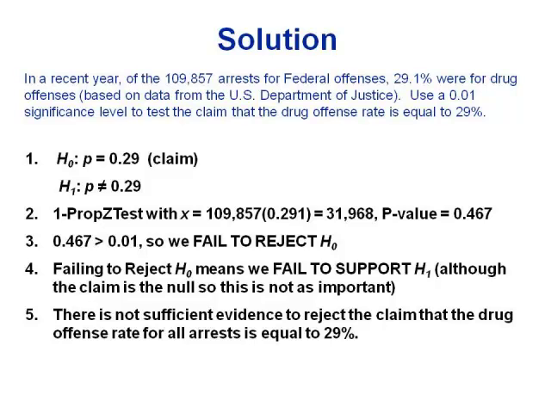Alright, so for our 1-prop z test, we need to calculate our x because it is not actually given here. So we have the percentage from the sample was 29.1, so 0.291 times the sample size, rounded to the nearest whole number, gives us 31,968 drug offenses in that sample. Go to Stat Tests, pick your 1-prop z test, put all of that in: claim of 0.29, x is 31,968, n is 109,857. Calculate your p-value with a not equal for the claim, and your p-value comes out to 0.467, so much larger this time.